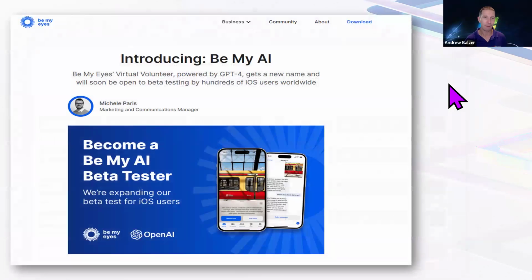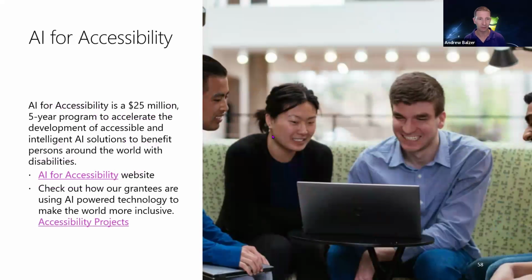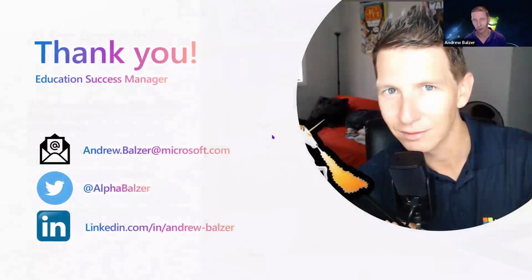And then, of course, don't forget Be My Eyes, which is now Be My AI as well, which uses GPT-4. So it's very similar to Copilot's, which is really focused on vision alone. We have a dedicated app in partnership with. And of course, if you're a Windows 10 user, I have plenty of guides for you as well.